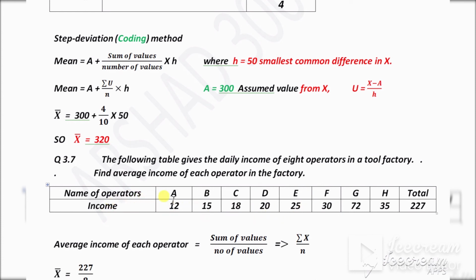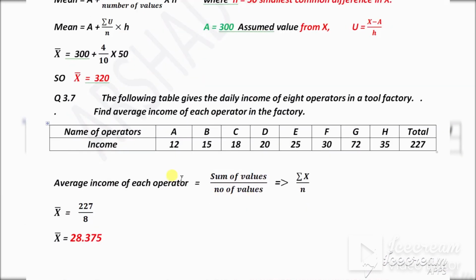This table is given in the question. First we have to find the total of this income. The income is given, so just find the total. A, B, C is not a matter for the question. These are just the names of the operators. Either you can write the name of the operator, or for the first operator you can say A, the second operator B, the third operator C, and so on. It's not related to the question. The question is related only to these numbers.